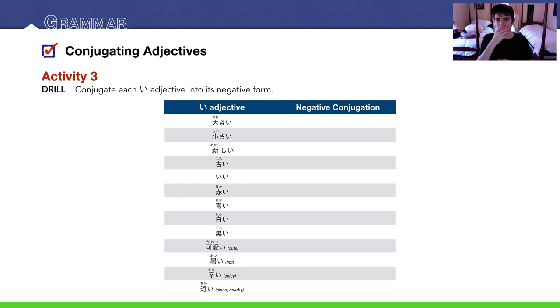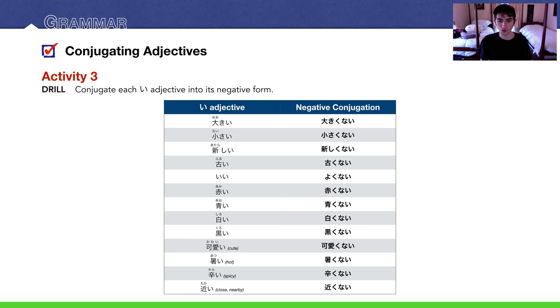Just go down the list, starting with 大きい becomes 大きくない. 小さい becomes 小さくない. 新しい becomes 新しくない. 古い 古くない. いい よくない. Exception. 赤い 赤くない. 青い 青くない. 白い 白くない. 黒い 黒くない. 可愛い 可愛くない. 暑い 暑くない. 辛い 辛くない. 近い 近くない. Okay, here are all of those in bold.